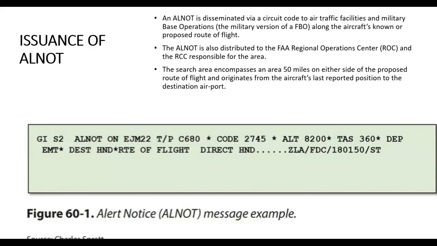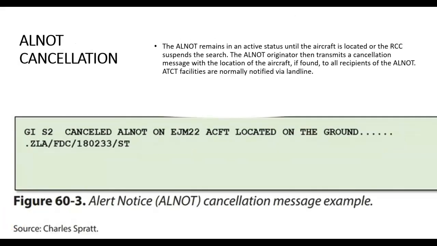Here's an example of an ALNOT. An ALNOT remains in an active status until the aircraft is located and the RCC suspends the search. The ALNOT originator, once the aircraft is located, transmits a cancellation message with the location of the aircraft, if it was found, to all the recipients of the ALNOT. Air traffic control tower facilities are normally notified by landline. And here's an example of an ALNOT cancellation.